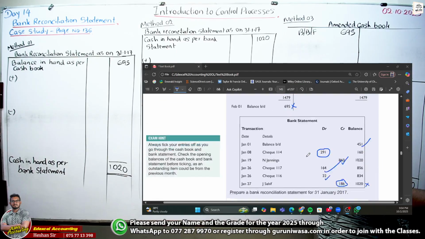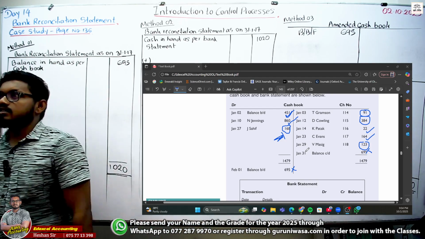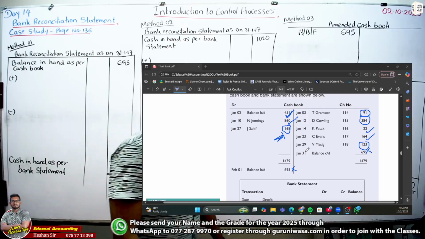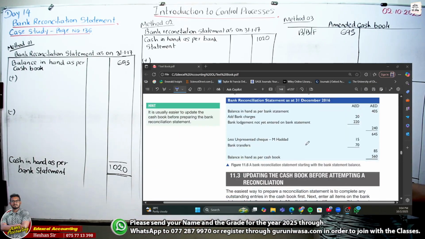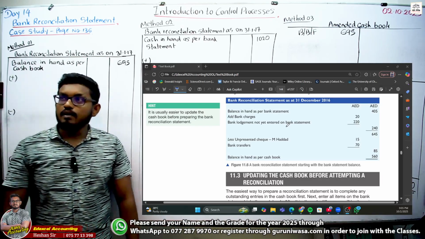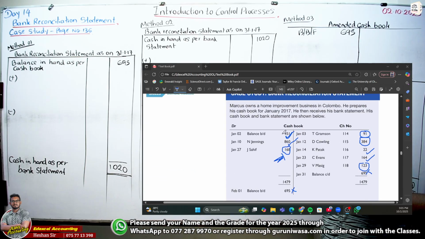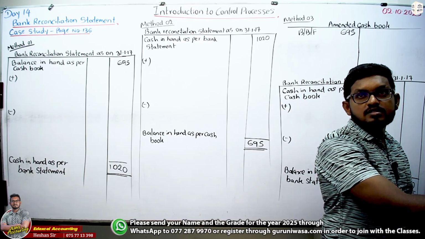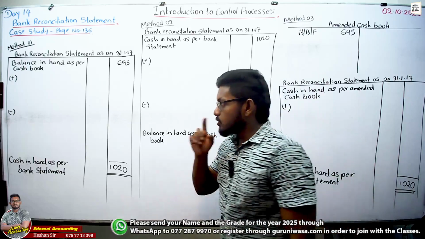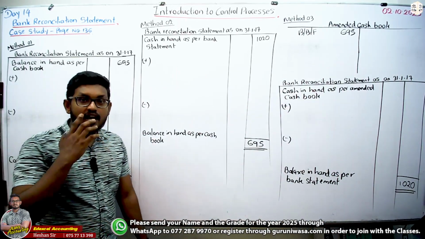First one, this one. What is this? In here I told you what is the name we call. We call this one as bank lodgement not yet entered in the bank statement, which means we deposited in the bank, but it's still not credited. Right? How much? The value is 168. Now tell me how we recorded. Look here. I told you we take three methods: 100, 10, and 90.